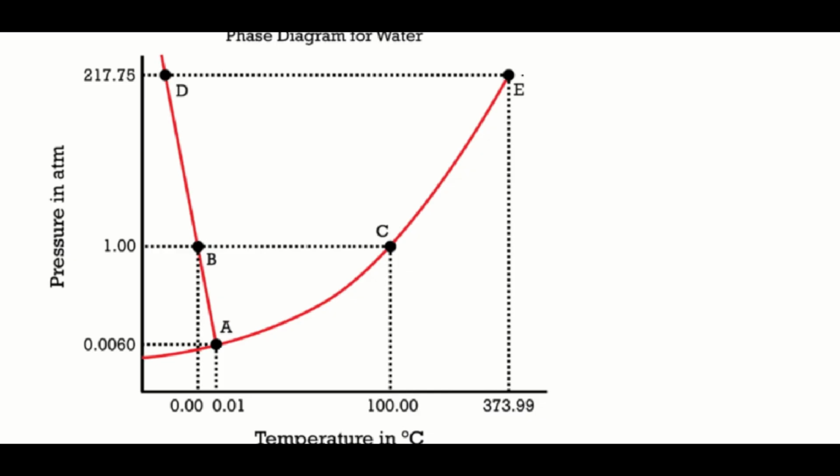The triple point of a substance is where three phases meet. In this case, solid, liquid, and vapor. They all meet right there at point A. So point A is described with 0.0060 atmospheres and 0.01 degrees Celsius.